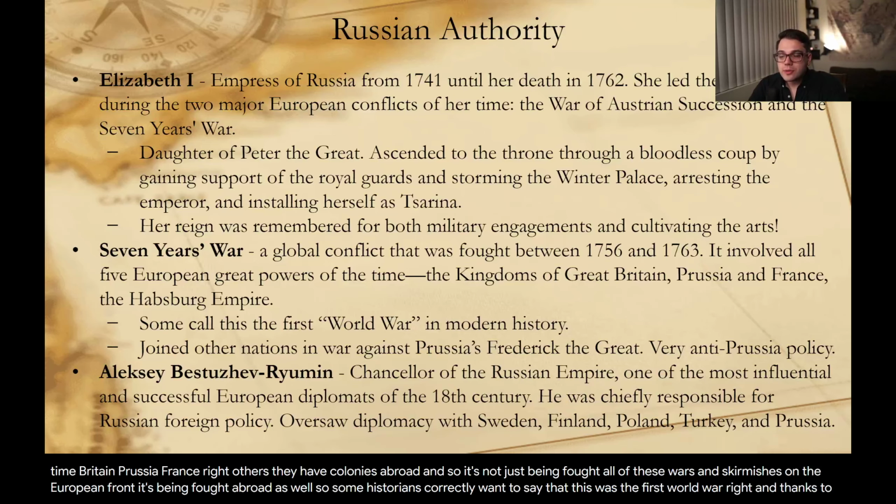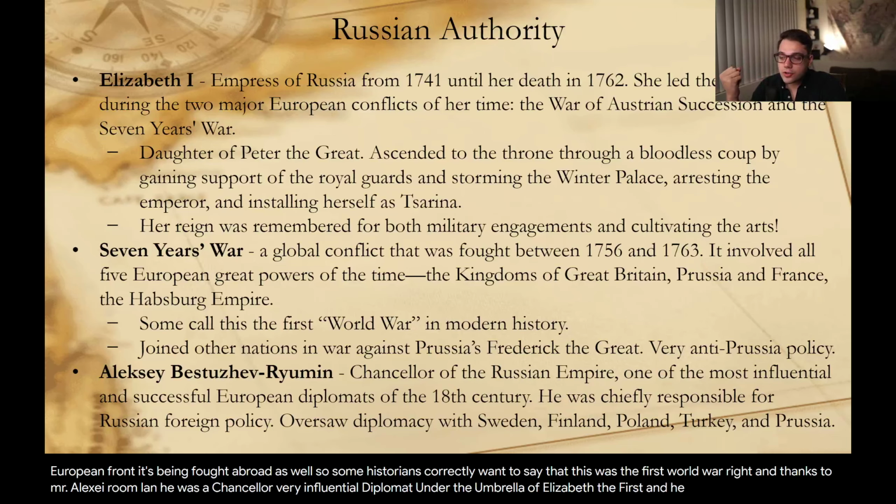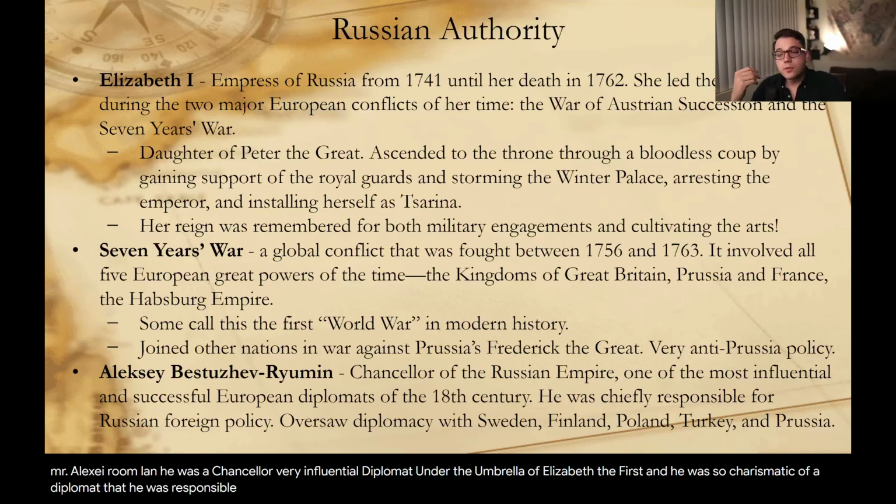And thanks to Mr. Alexei Rumyan, he was a chancellor and a very influential diplomat under Elizabeth I. And he was so charismatic of a diplomat that he was responsible for Russian foreign policy and helped Elizabeth I navigate these crazy waters during this time.